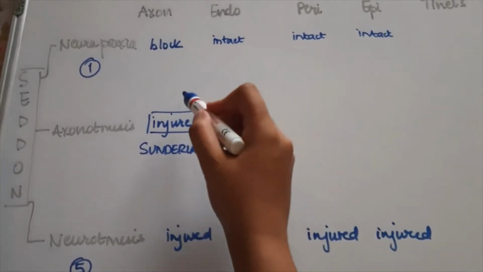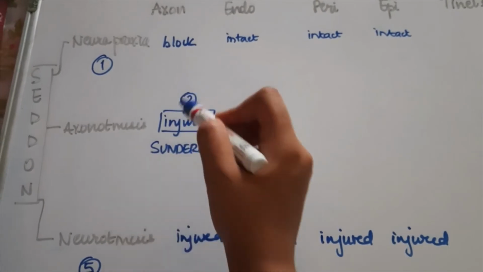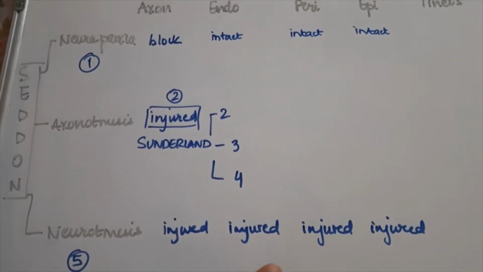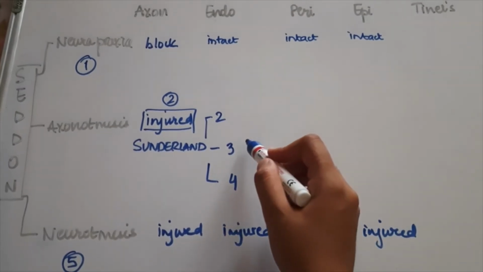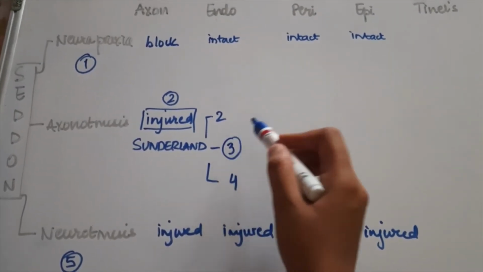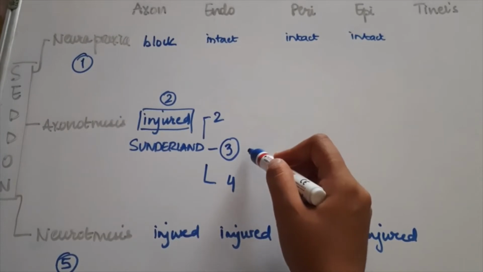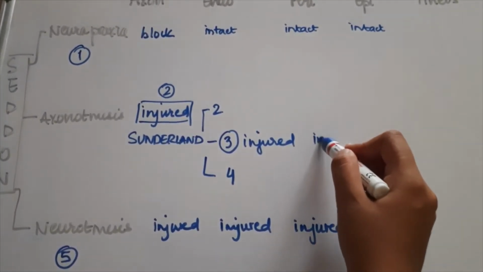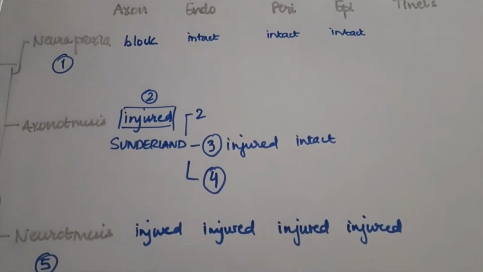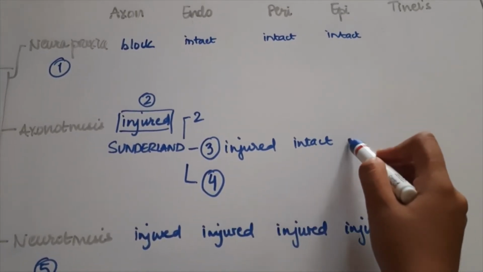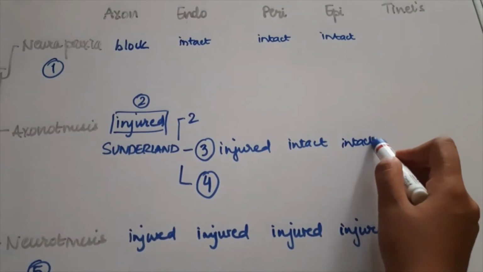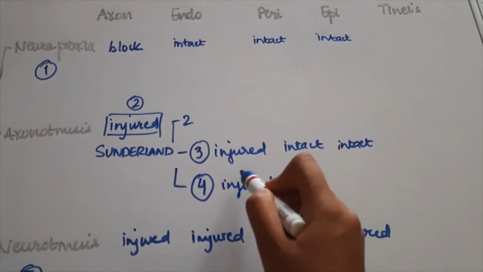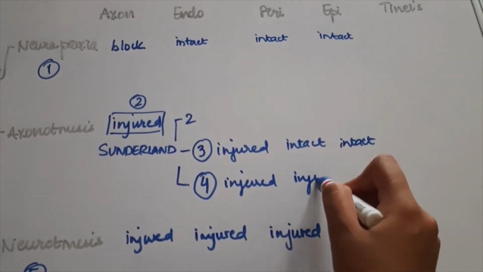Type 2 Sunderland injury is an injured axon with an intact endoneurium, perineurium, and epineurium. Type 3 Sunderland injury is an injury at the level of the endoneurium with an intact perineurium and epineurium. And type 4 Sunderland injury is an injury which includes the perineurium as well.